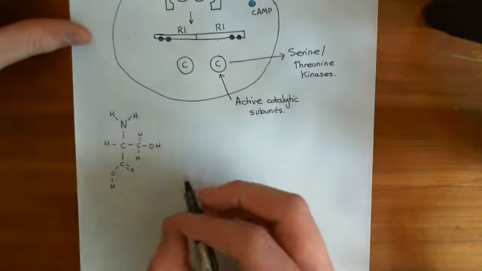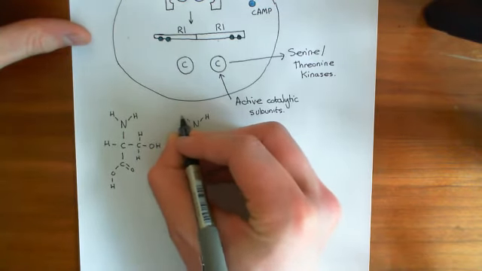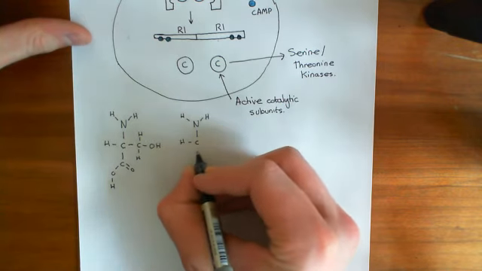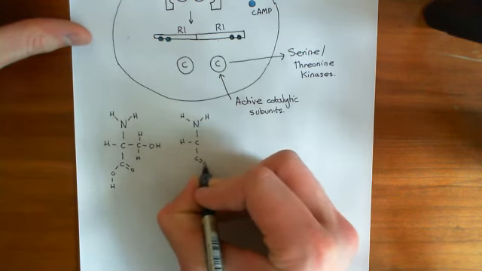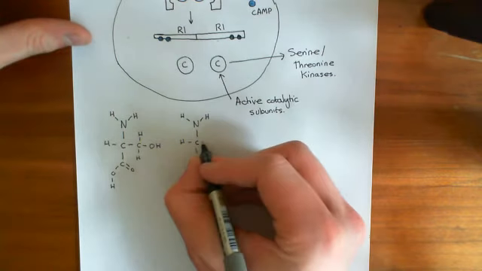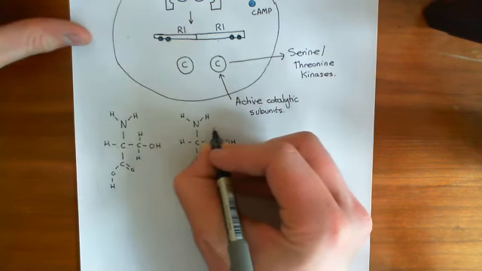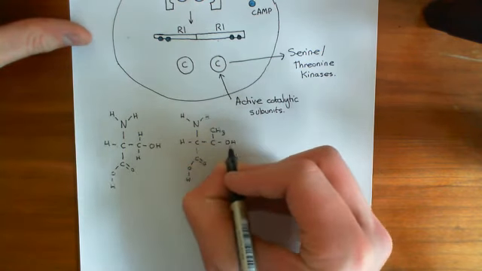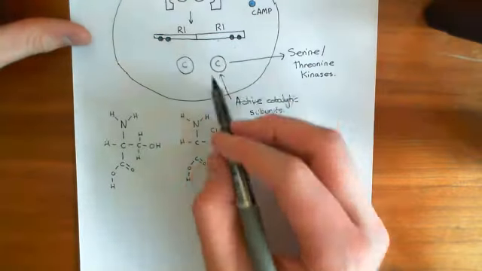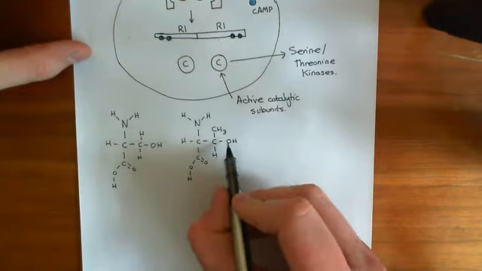Now, in the case of threonine, you have the same core amino acid structure with the alpha carbon and the amino and carboxyl domains. And then off on the R group, it's a very similar group to serine. You have a single carbon with a hydroxyl off it, but instead of one of these hydrogens, you have another methyl group sticking off there. So that's threonine. So basically what these catalytic subunits do when they are active is they phosphorylate these hydroxyl groups.